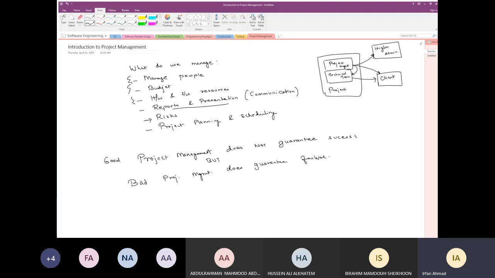Office space management, providing good space for people to work, offices, computers, all those hardware, whatever is needed, right? So it's also part of project management that we have enough resources to work in the project, right?